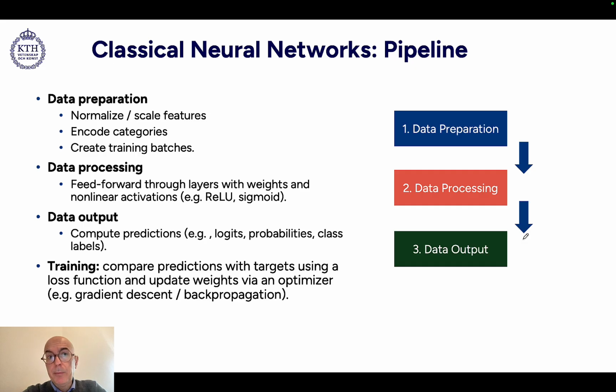As I said, classical neural networks and quantum neural networks share the very same pipeline stages. We go from data preparation, which includes normalizing, scaling features, encoding categories, and creating training batches, to data processing. This consists of a feed-forward step through layers with weights and nonlinear activation, and then we have the data output that computes the prediction, for instance, probabilities and class labels. These different steps are embedded into a training loop, which compares predictions with targets using a loss function and updates weights via an optimizer. So this is the classical setup.